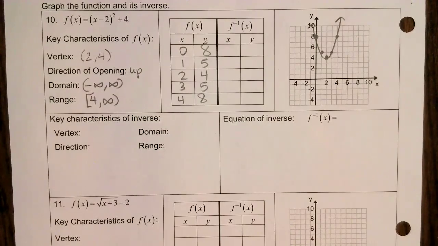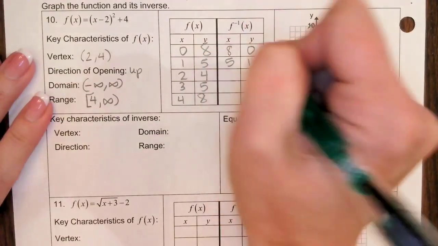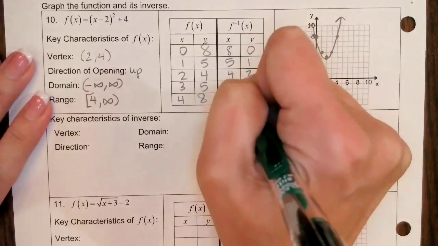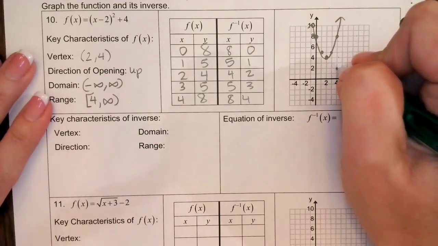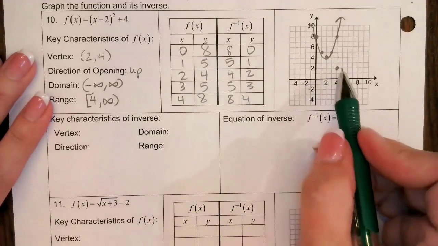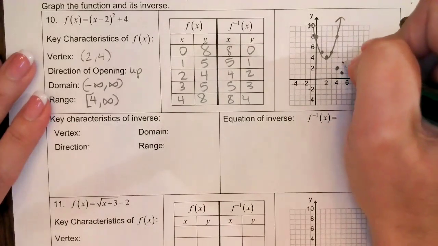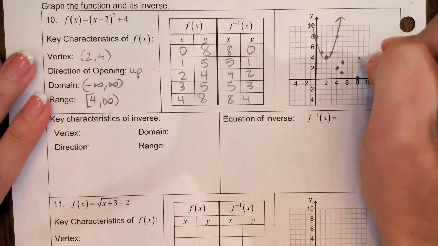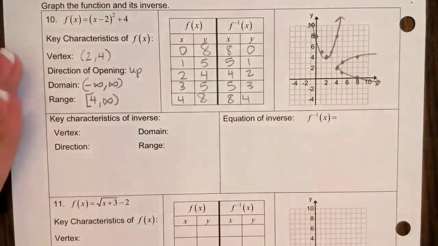Now, if we talk about the inverse of a quadratic, again, we would flip these points because that's what an inverse is. You're switching that input and output value. And so now we can graph these. And so our new vertex is at 4, 2. So it was at 2, 4, now it's at 4, 2. And then we've got the point 5, 1 and 5, 3. And then we've got the point at 8, 0 and 8, 4. And so there is our inverse.